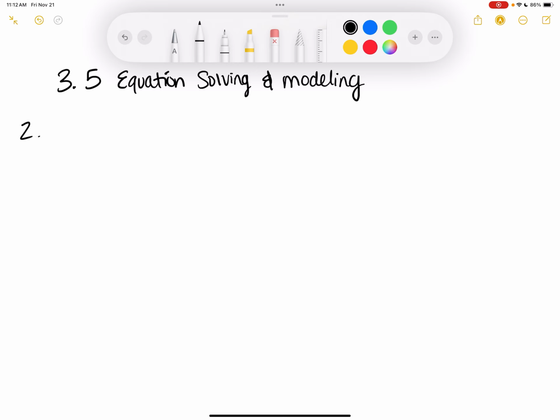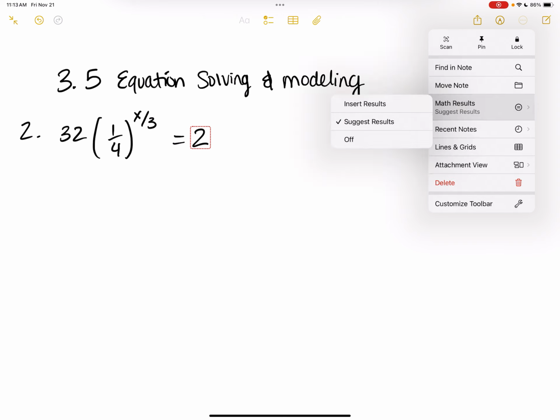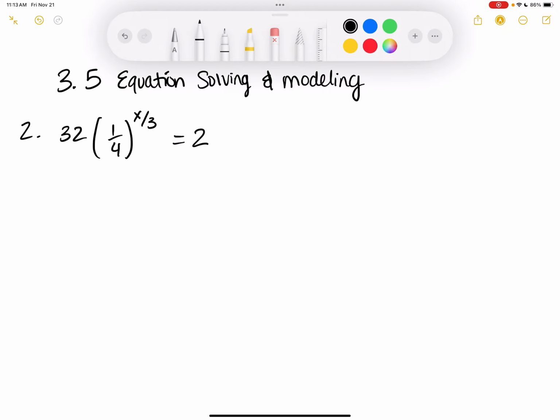So number 2, we've got 32 times 1/4 raised to the x over 3 is equal to 2. So I need to get x by itself. The first thing I need to do is divide by 32. So I've got 1/4 raised to the x over 3 is equal to 1 over 16.